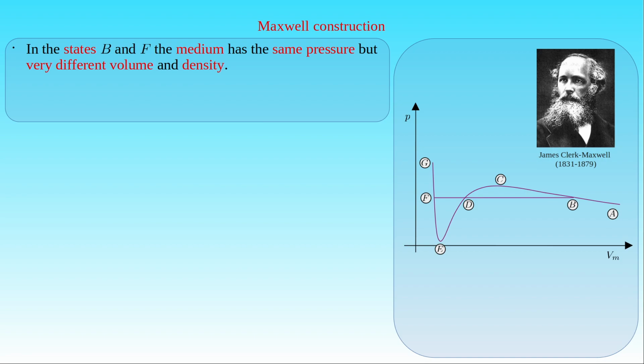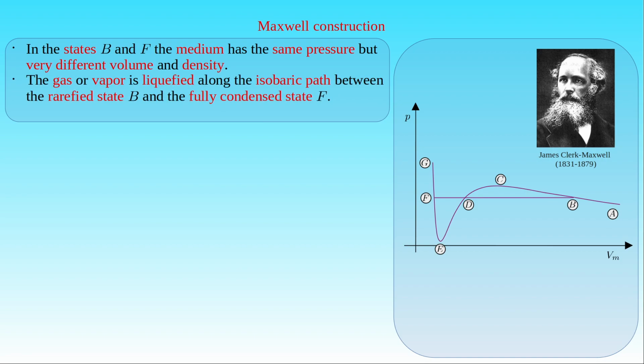Maxwell assumed that the medium may evolve directly from the state B to the state F along a horizontal isobaric path instead of passing through the intermediate states C, D, and E. In this way a gas or vapor is liquefied along the isobaric path between the rarefied state B and the fully condensed state F, and the isotherm of the medium is represented by the broken curve A, B, D, F, and G. When Maxwell constructed this broken curve isotherm replacing the original one derived from the solution of the van der Waals equation, he used the following arguments.